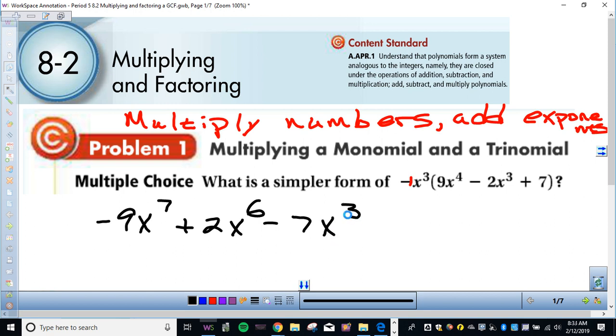That is in standard form. How can I tell? It's in order, right? Highest exponent, next highest, and so on. That's what standard form is. Okay, good job. Anyone need more time on that? Okay, write it down.